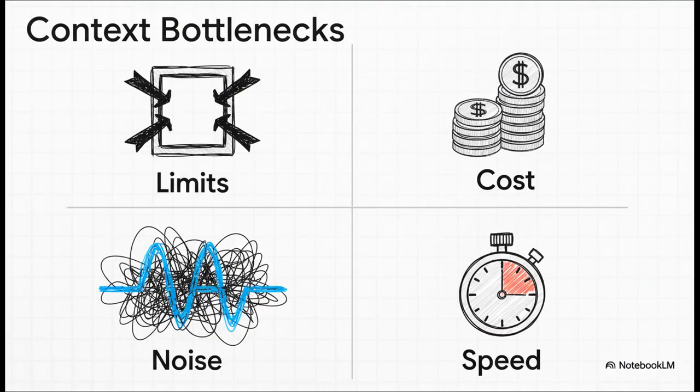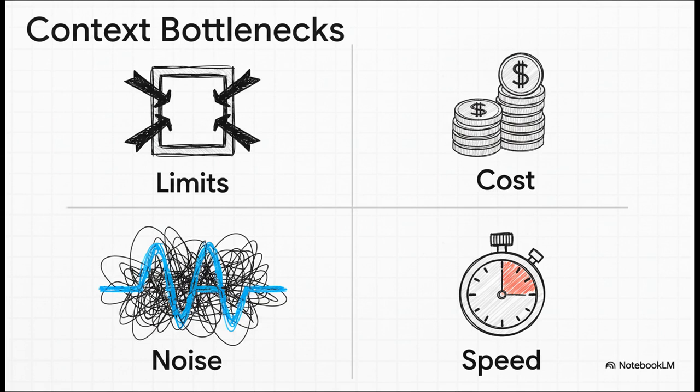Okay, so let's get specific. Why exactly is your context becoming such a bottleneck? Well, first, you've got the hard limits of the context window itself. You can only fit so much in there. Second, and this one hurts, the cost. Every single token costs you money. More tokens, bigger bill. Simple as that.